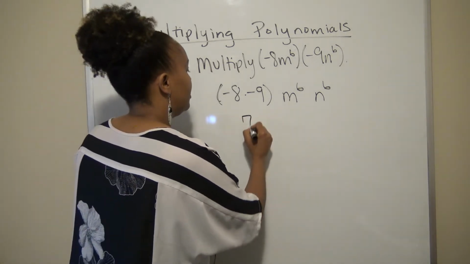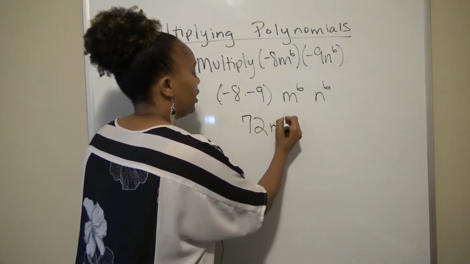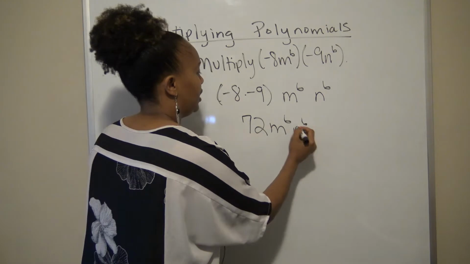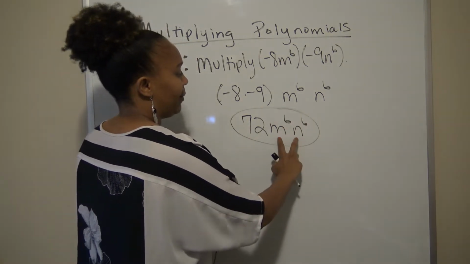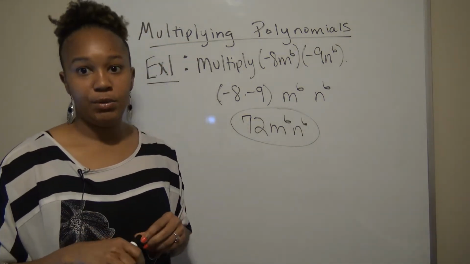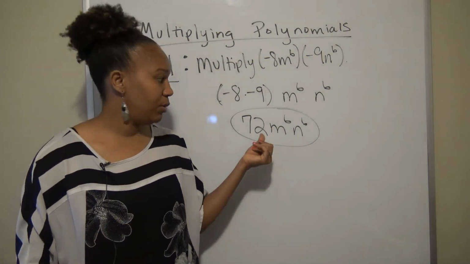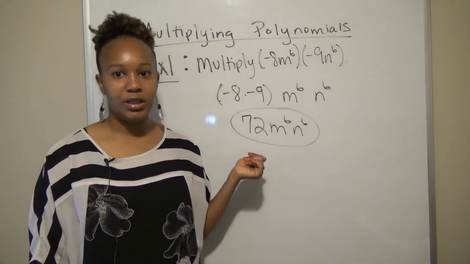So the only thing we really end up multiplying here is the negative 8 and the negative 9, which gives us a positive 72. So we get 72 m to the 6, n to the 6. These cannot be combined because they're different variables. One is an m and one is an n. So this will be your final answer, 72 m to the 6, n to the 6.